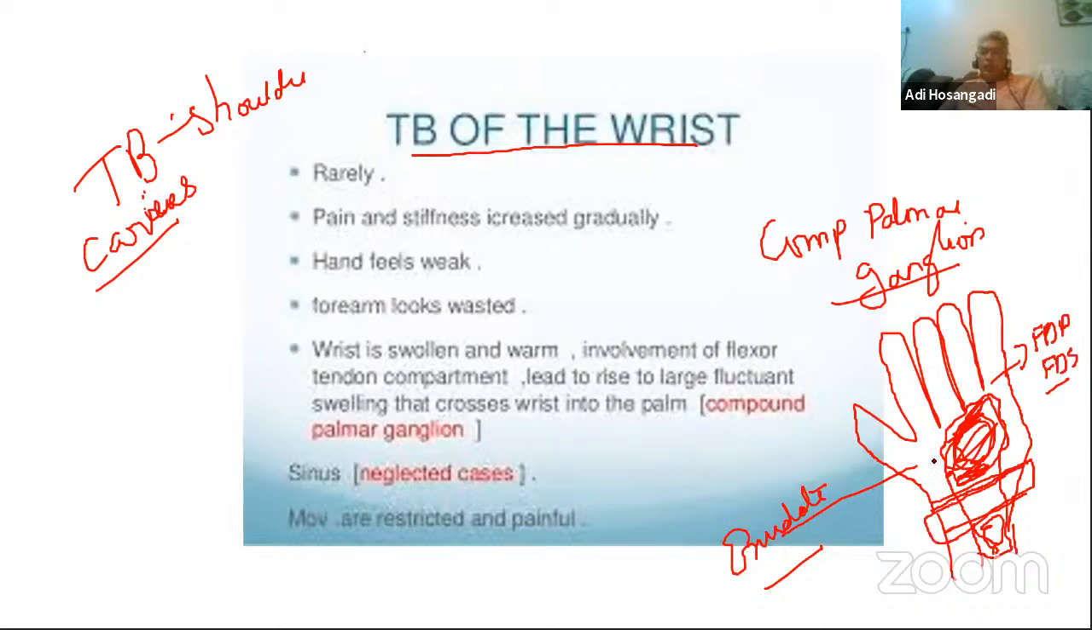This fluctuant swelling extends from the palm into the forearm. Here you can see the fluctuant swelling. If you press here, you get the pulsatile sign across the carpal tunnel. So this is compound palmar ganglion, very typical of tuberculosis in the wrist.